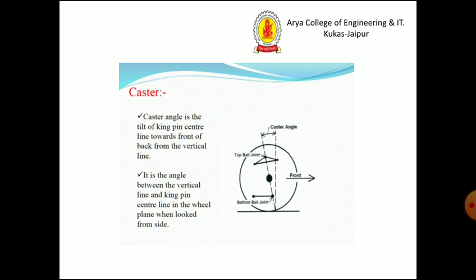Caster angle is the tilt of the kingpin center line towards the front or back from the vertical line. It is the angle between the vertical line and the kingpin center line in the wheel plane when we look from the side, as shown in the figure. The angle between them is known as the caster angle.